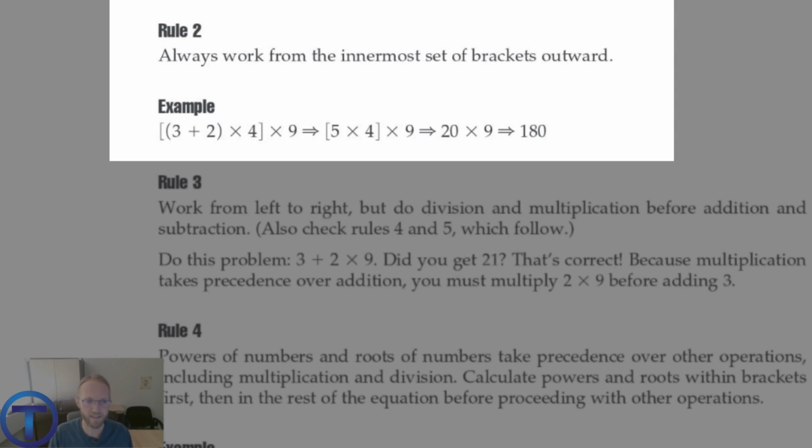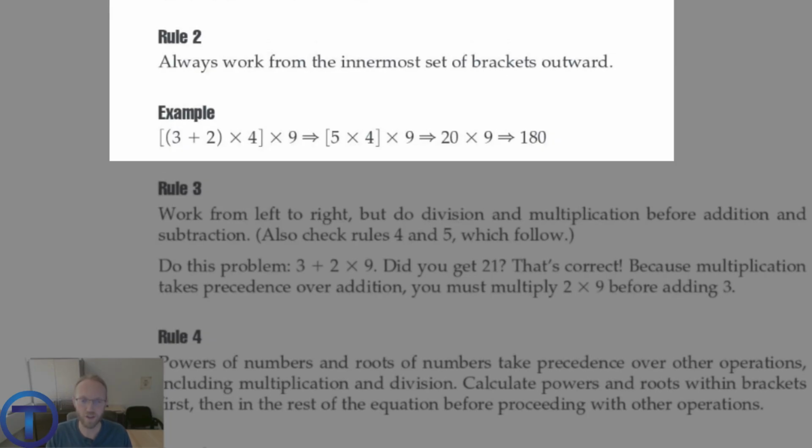We have, in brackets and in parentheses, 3 plus 2, parentheses, times 4, bracket, times 9. We're going to replace the parts as we go. 3 plus 2 is 5. So in brackets, now we have 5 times 4 times 9. We multiply those first in the brackets. So that's 20. 20 times 9 is 180.